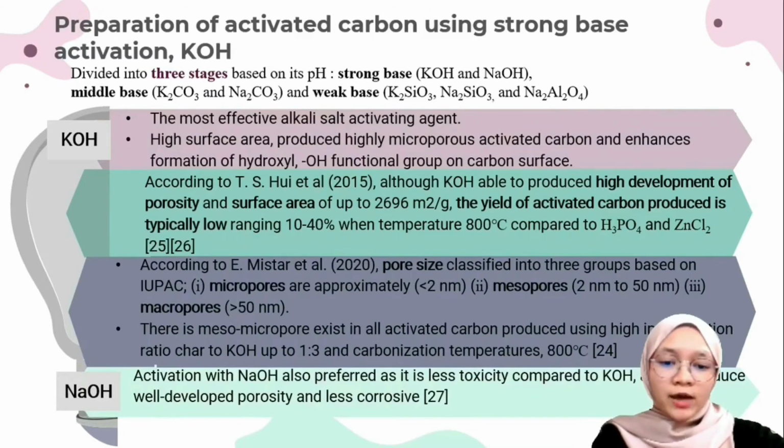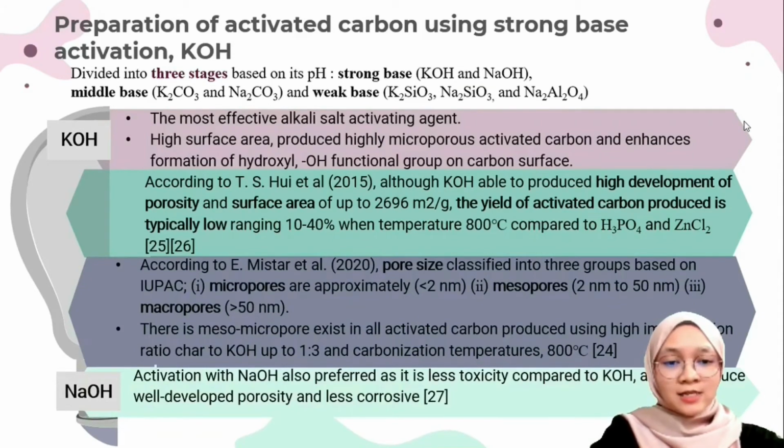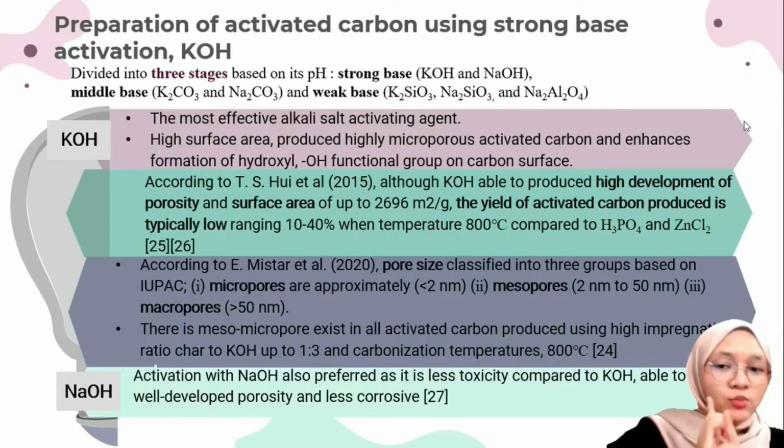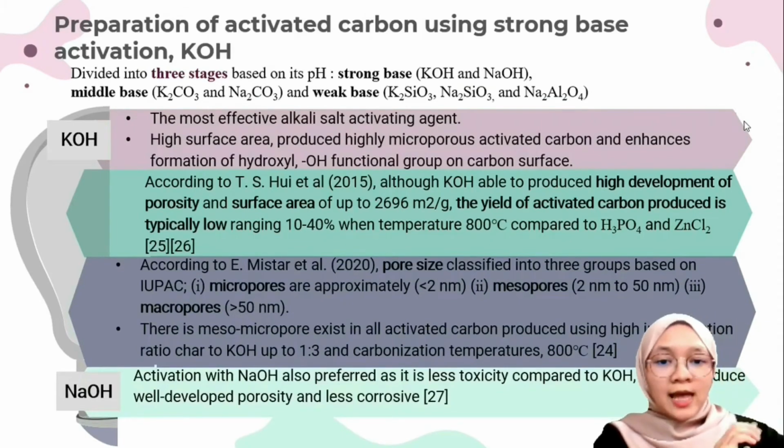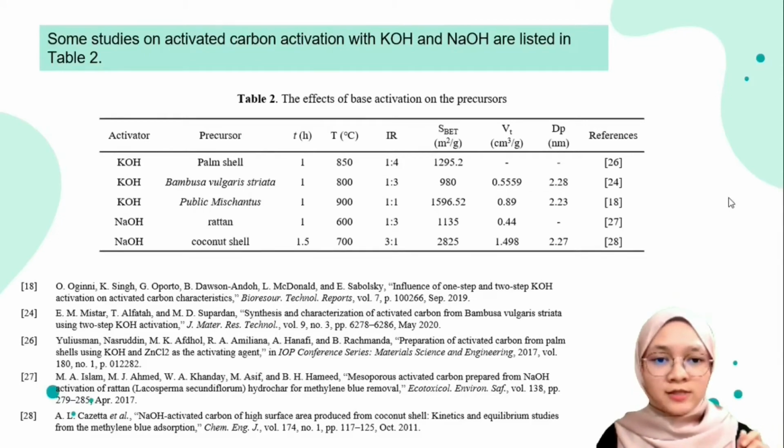A key factor here is the internal surface of carbon, resulting in a hollow structure with a high ratio of micropores and mesopores. Furthermore, activation with sodium hydroxide is also preferred as it is less toxic compared to potassium hydroxide. It is able to produce a well-developed porosity and is less corrosive. And the table above shows the study of activated carbon by using activation of potassium hydroxide and sodium hydroxide.